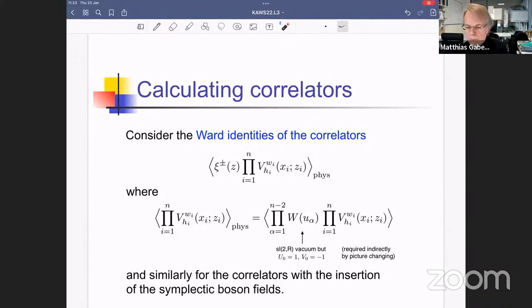Yes? So normally when you change the location of the picture changing operator, you get total derivatives, right? Is that the case? When you change the location of the picture changing operator, yes, you get total derivatives in the moduli space. Is that the case here as well? I think so, yeah. The correlator will not really depend on these, because it's really the vacuum. So you have some G descendant that you have to put here, but where you put it doesn't matter. The location of these points is totally immaterial. Okay, but normally if you change the location, you get total derivatives. You are saying that's not the case here?